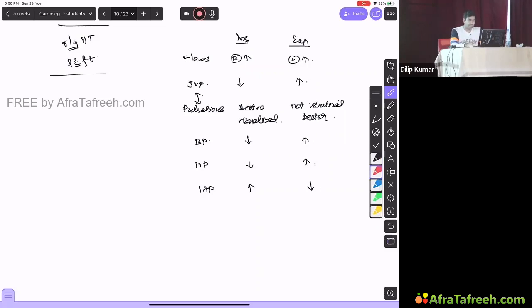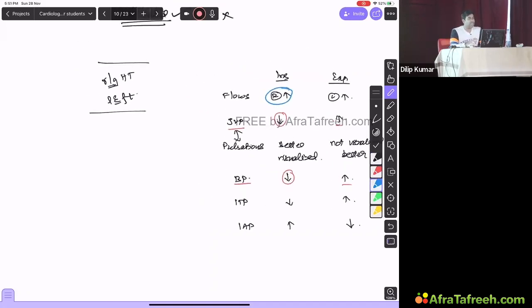Which means both JVP and BP decrease with inspiration, and both JVP and BP increase with expiration. Do you agree or not? Yes. Both the pressures decrease with inspiration and both the pressures increase with expiration. And similarly, I told you the right-sided flows are going to increase with inspiration.